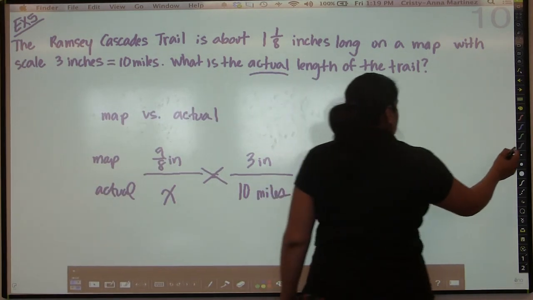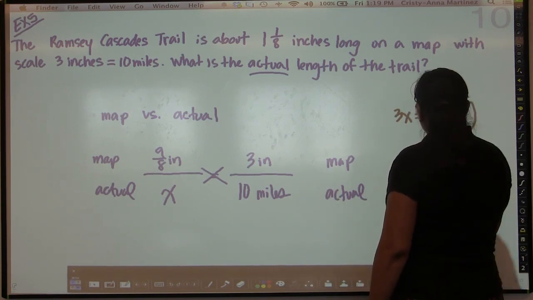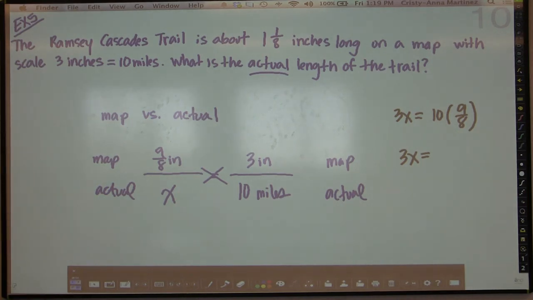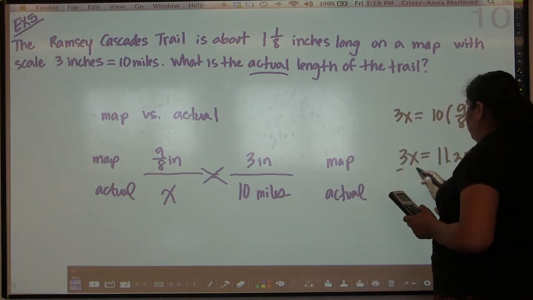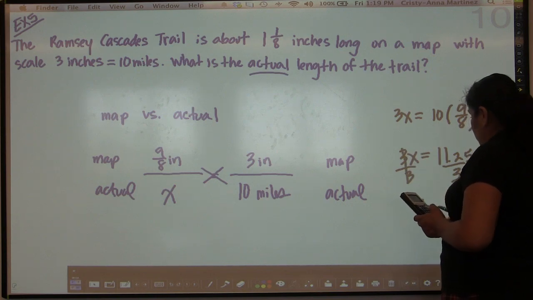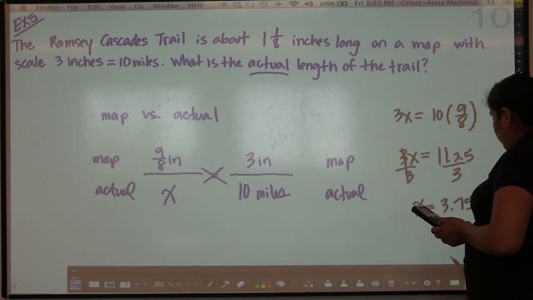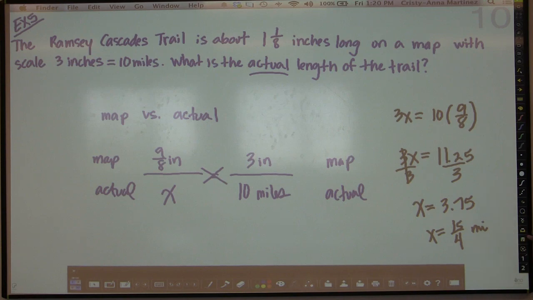3 times x, and then 10 times 9/8. And so 3x is going to equal 10 times 9/8, which is 11.25. And then divide by 3. And it turns out that I get 3.75, or also known as 15/4 miles. So what is the actual length of the trail? The actual length of the trail is 3.75 miles or 15/4 miles. Alrighty, so that's how you can use a scale to set up a proportion and then solve a missing length.